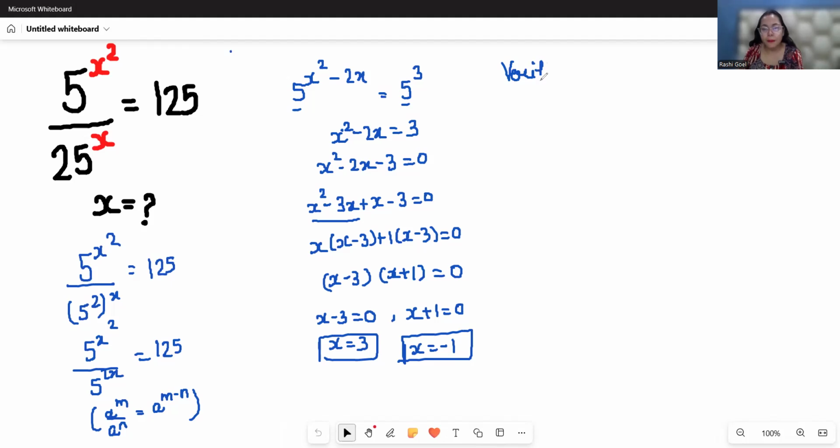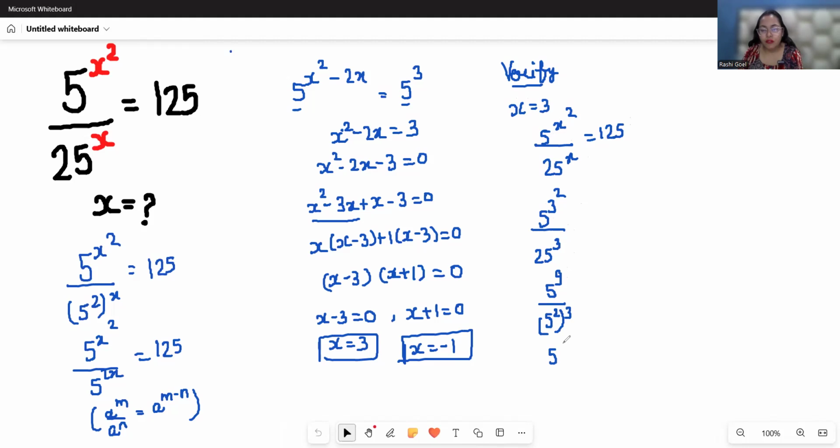So let's verify. First, x equal 3. So 5 power x square by 25 power x equal 125. So 5 power 3 square by 25 power 3. So 5 power 3 square is 5 power 9, by 25, we can write it as 5 square whole power 3. So 5 power 9 by 5 power 6, which we can write as 5 power 9 minus 6, that is 5 power 3, which is equal to 125. So yes, LHS is equal to RHS. So x equal 3 is a verified solution.